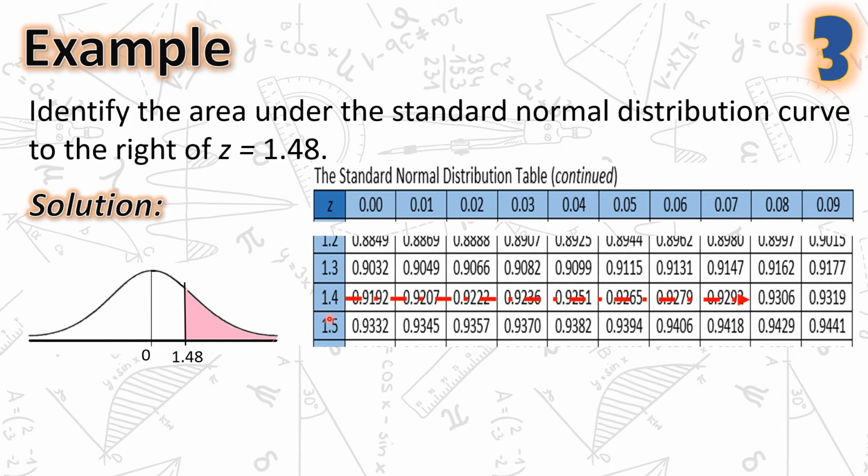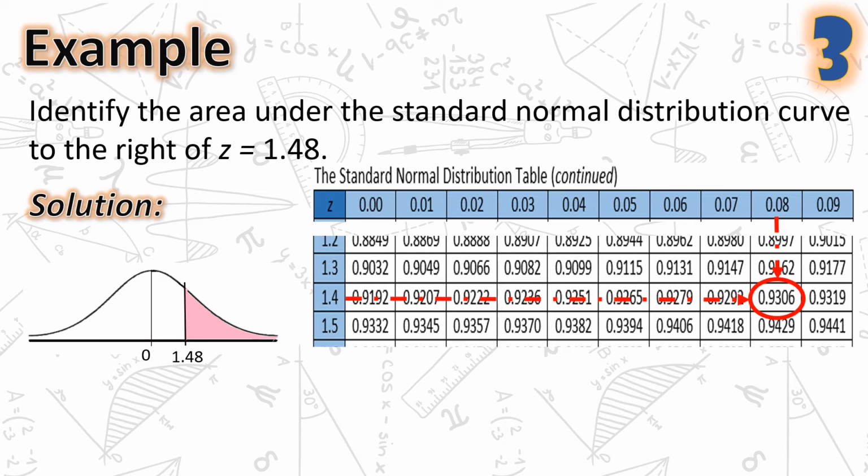Draw an imaginary horizontal line from 1.4, and then on the top row we locate 0.08 and draw an imaginary vertical line. Where the two imaginary lines intersect shows the area corresponding to the left of z equals 1.48 on the normal curve, and it is 0.9306.